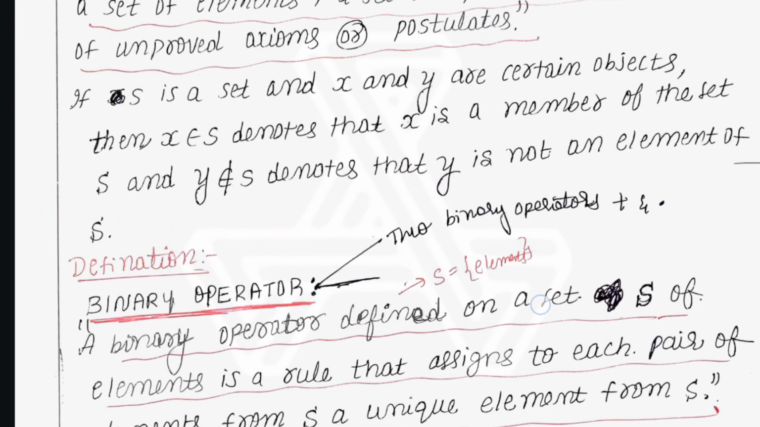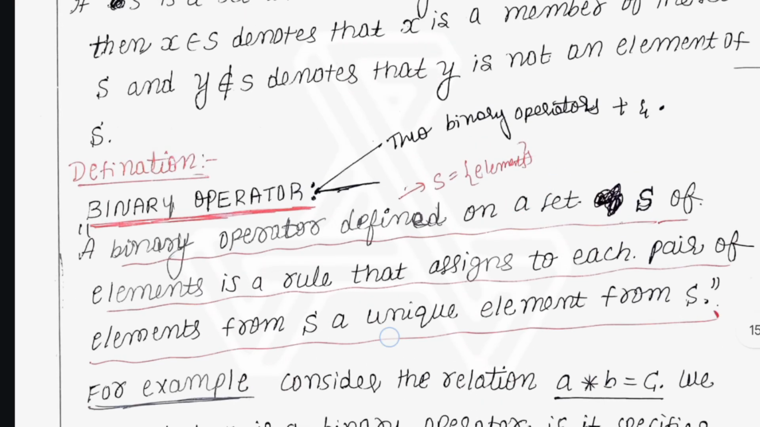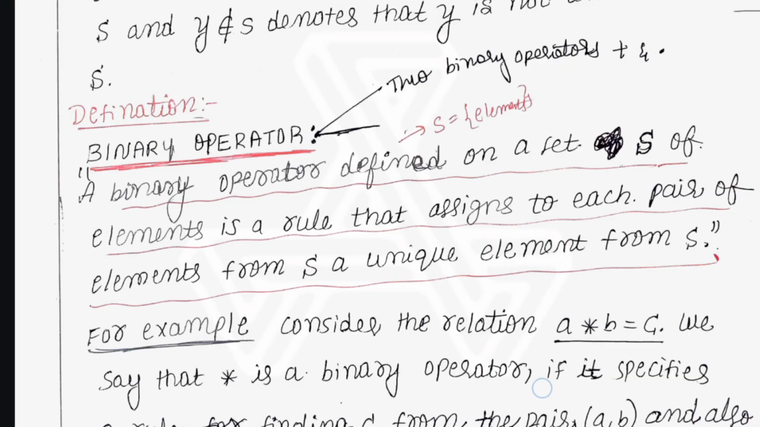If S is a set and X and Y are certain objects, X belongs to S denotes X is a member of set S, and Y does not belong to S denotes Y is not an element of S. Definition: binary operator. A binary operator defined on a set S of elements is a rule that assigns to each pair of elements from S a unique element from S.